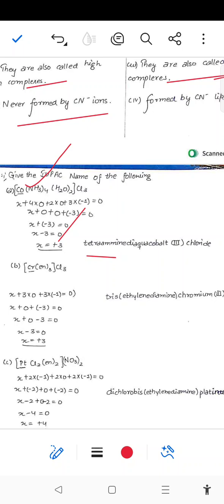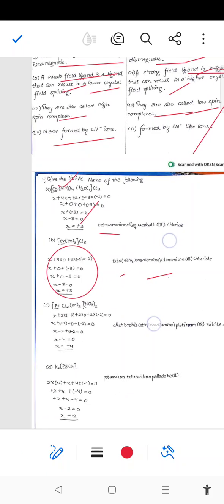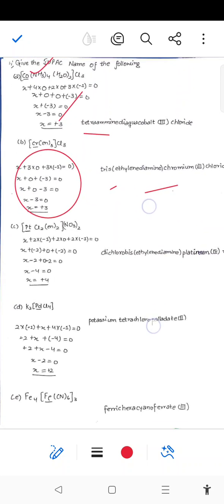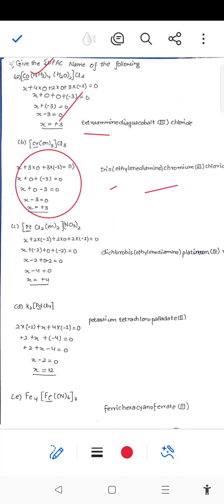Next, Cr(en)3Cl3. So first we will calculate the oxidation state, and the X value comes to 3. So the name is tris(ethylenediamine) chromium(III) chloride. Next, that is platinum Cl2(en)2(NO3)2.